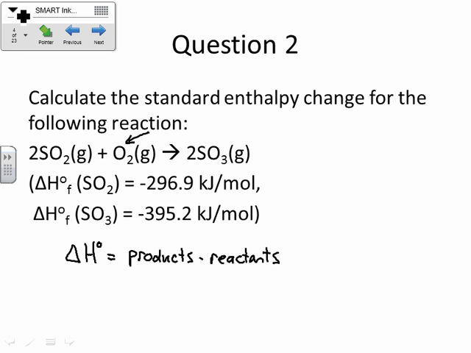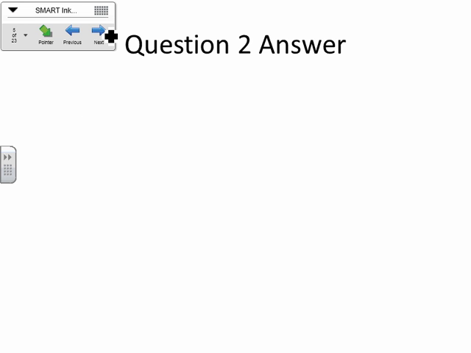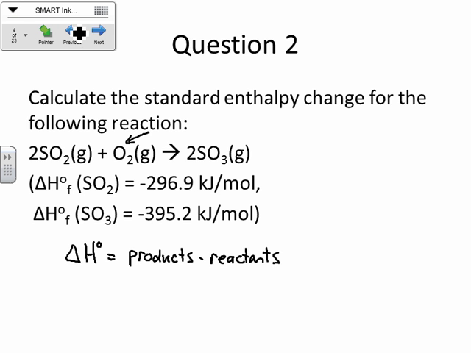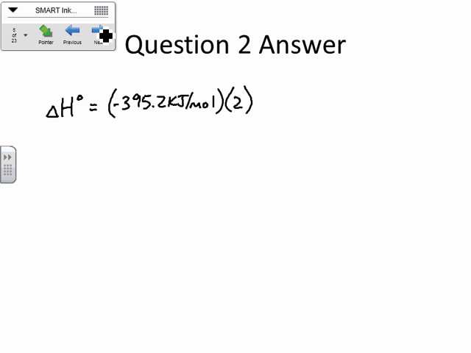All right, so when you set this up, the delta H of the product, which is the SO3, is negative 395.2. So the overall delta H here is going to be negative 395.2, and we're worrying about units here, it's kilojoules per mole. We multiply that by 2 because there's a coefficient 2 in front of it in the equation, and then we subtract that from the reactants.